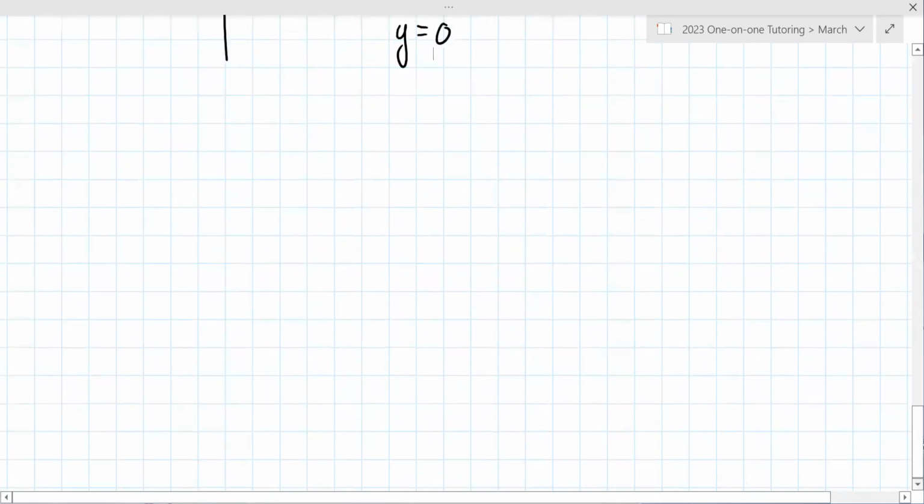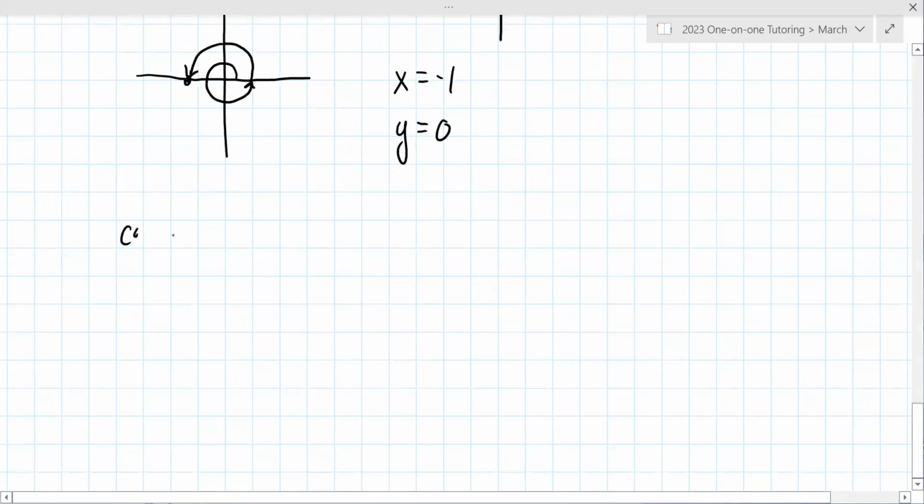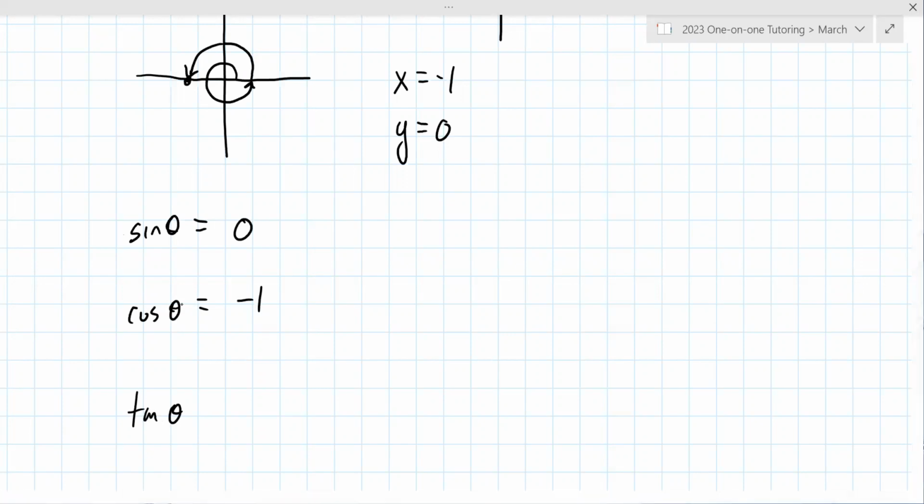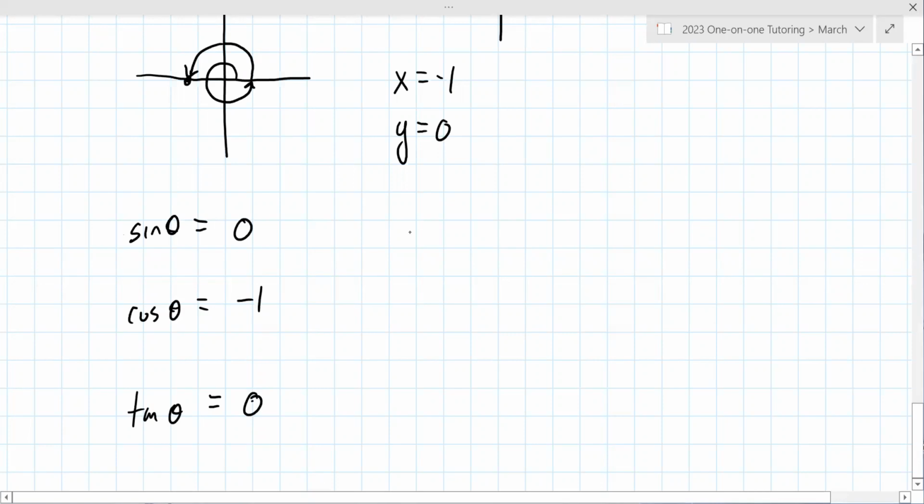Right now from here, I just need to start with sine theta. Sine theta is the y value. Cosine theta is the x value. Tangent of theta is y over x. What would that be in this case? It would be 0 over -1. Good, and that ends up being 0. So I'd like you to find cosecant theta, secant theta, and cotangent theta for me for this one here.